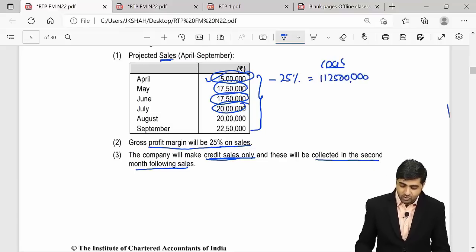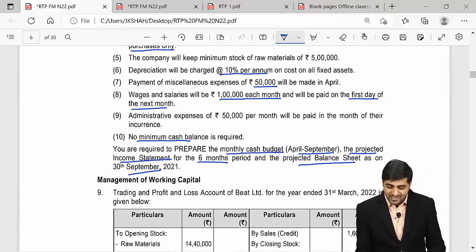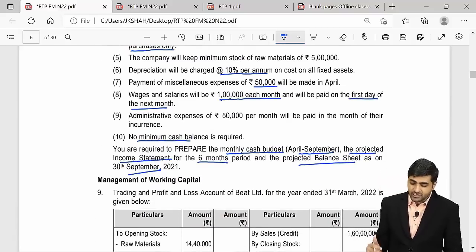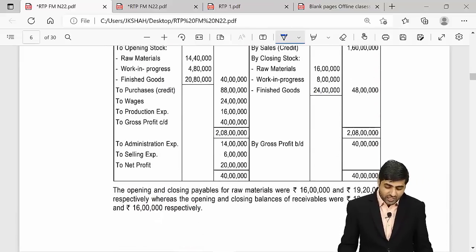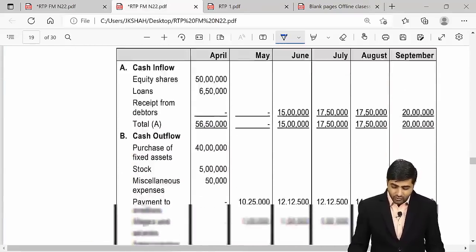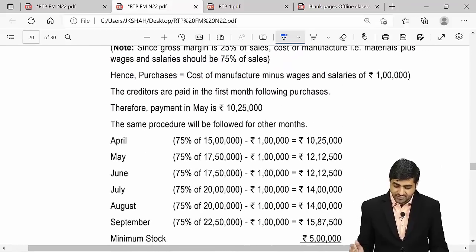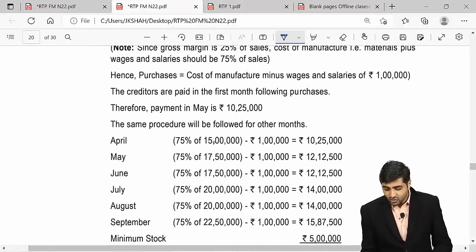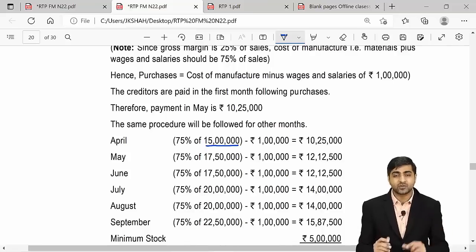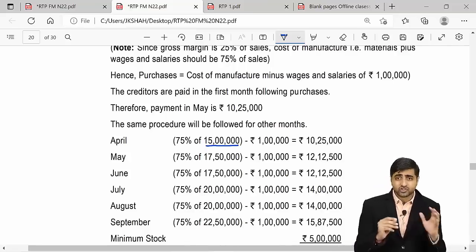But now my dear students, don't you forget that there is going to be some wages and salaries also which you need to adjust from the same. So they have given to you the working of the purchases. So how are you going to calculate your purchases? Your purchases will be calculated like this. We have your sales, which is nothing but 15 lakhs, and from this sales we will subtract your GP margin, which is 25%, or you can just immediately multiply it by 75% to get your cost of goods sold.